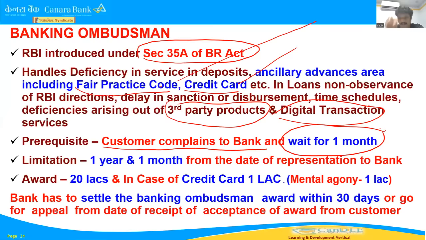So customers in Canara Bank or any bank, if they have any deficiency in service regarding deposits, credit card, third party, digital, first they have to approach the internal ombudsman available in the respective bank. How much time? 1 month. First 30 days, they have to tell the internal ombudsman, please resolve my problem. If the internal ombudsman is unable to resolve the problem within 1 month, then for the next 1 year, they can go to the ombudsman of RBI.